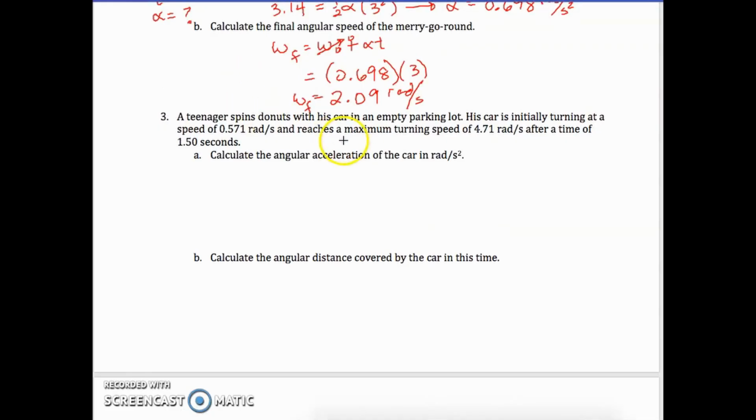All right, for number 3, now we have an initial speed that is not 0. It starts out turning at 1 speed and then ends up turning at another speed. Because spinning donuts with his car means that the wheels are slipping on the pavement. So once again, if you take a look at the question, that tells you what you don't know. Angular acceleration we don't know, and angular distance we don't know.